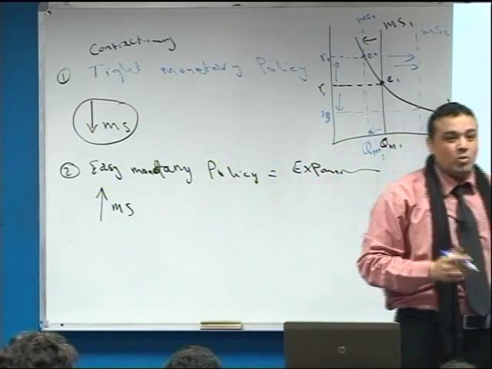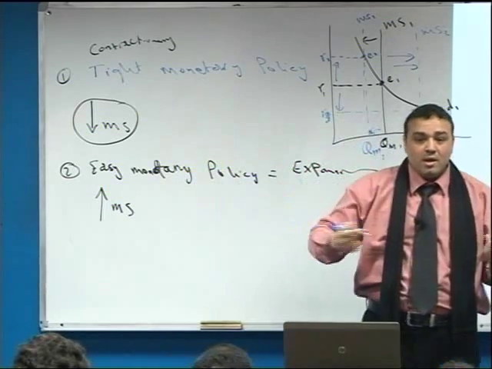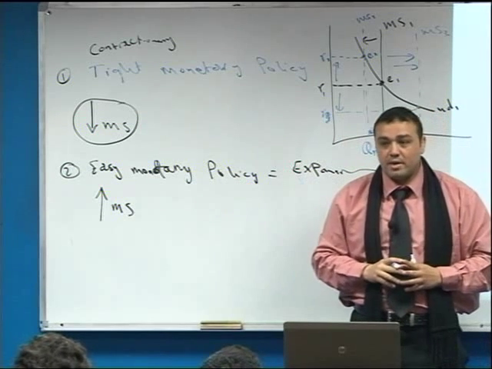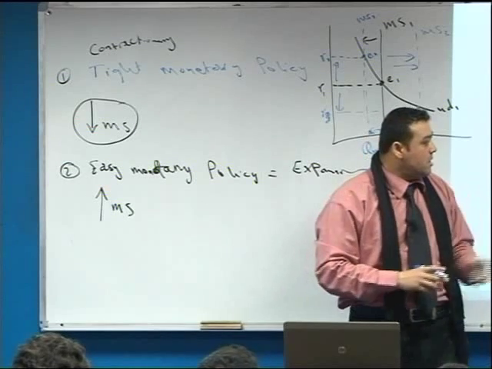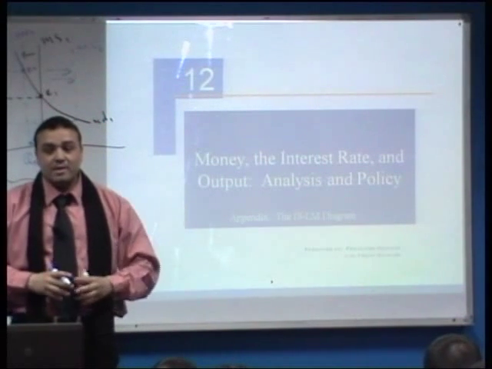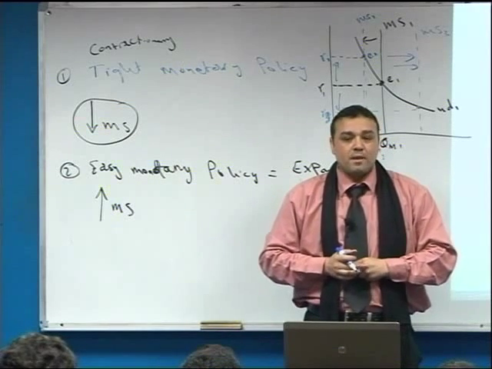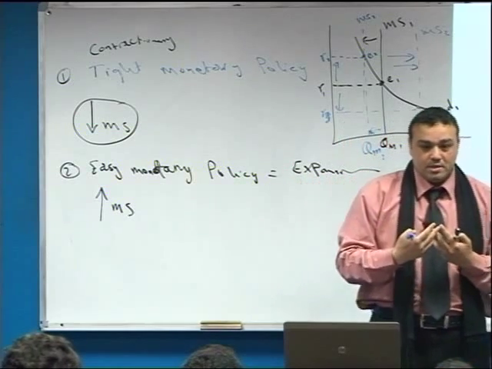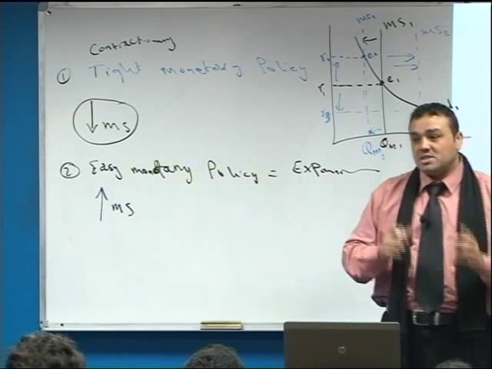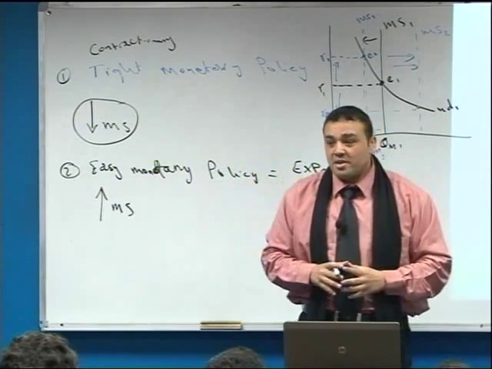In the next chapter, we will analyze the effects of the tight and easy monetary policy on the goods and services market, right? So let's go to chapter 8, which is under the title of Money, the Interest Rate and Output Analysis of the Policy. So let's begin with chapter 8. In this chapter, we will focus on the interaction between the goods and services market and the money market. In general, any decision taken in the money market has effects on the goods and services market.